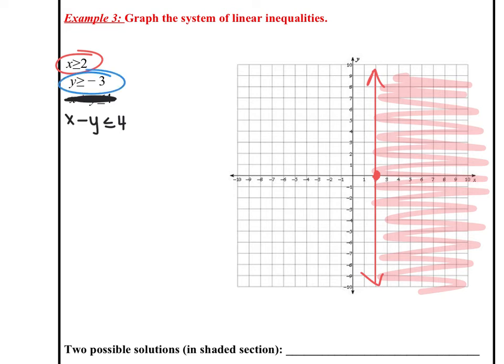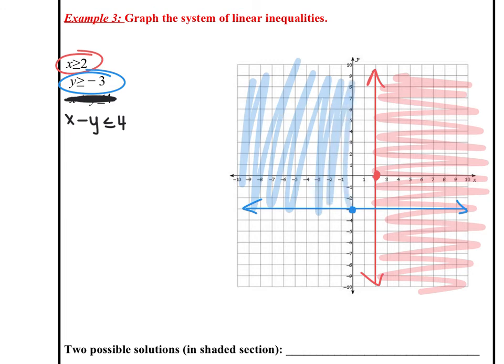We'll do the next equation in blue. y is greater than or equal to -3. So that would be a horizontal line at -3. And it is or equal to, so it's going to be solid again. Because it's greater, I shade above. You'll start to see an overlapping section here.